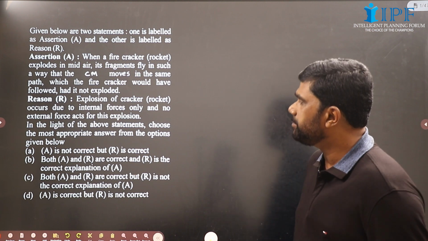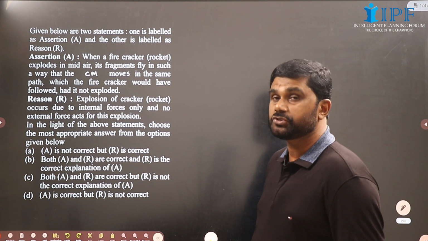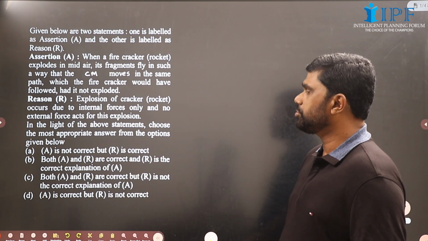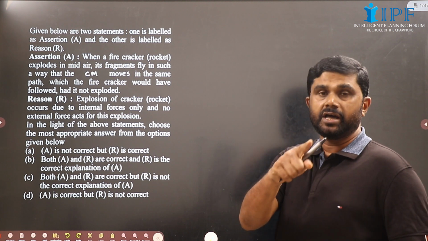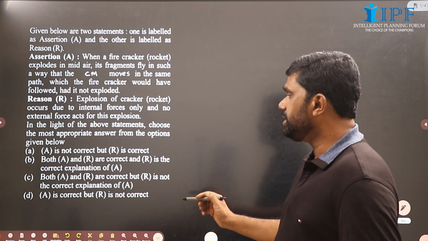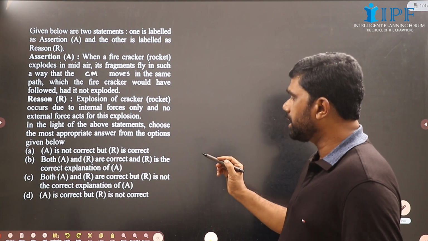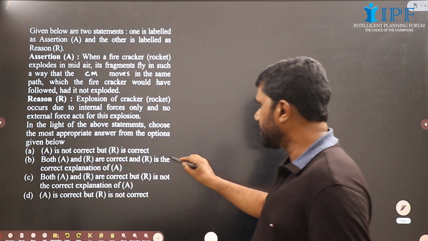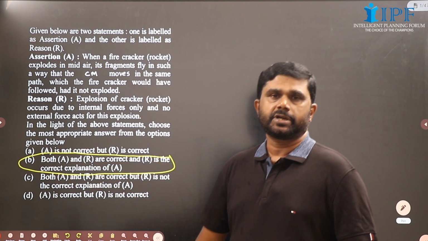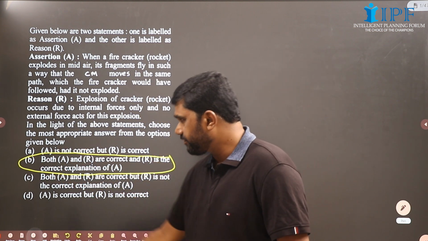So the first statement is true, and the explosion of the cracker is only due to internal forces. That is the reason, and that is also true, and the reason is the correct explanation of the assertion. So both A and R are correct and R is the correct explanation of A. Now let's see what we have next.